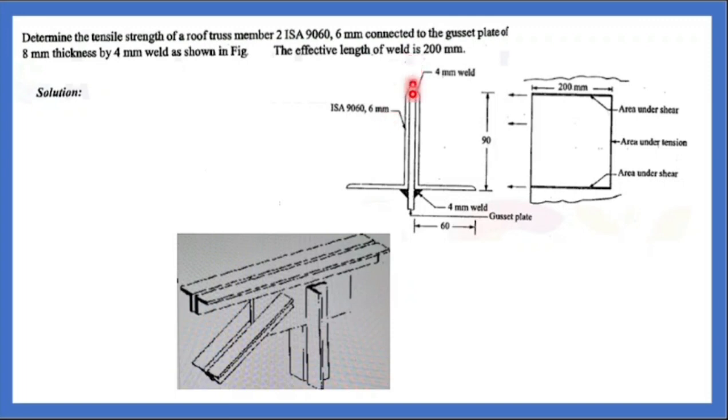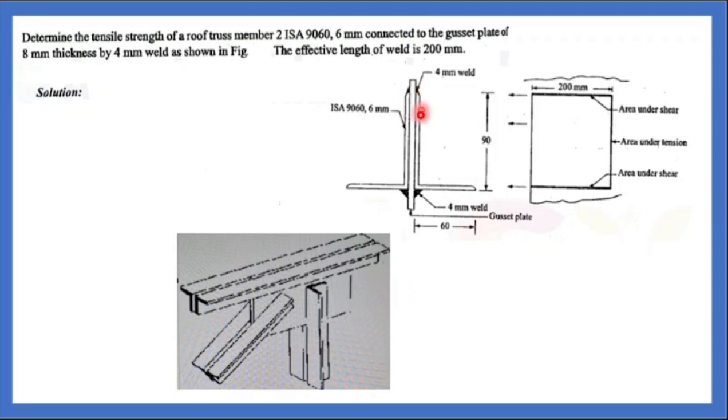What is the size of this? One leg is 90 and another leg is 60. The thickness of the two angle plates is 6 mm. The gusset plate has 8 mm thickness. So this is what is given here: a gusset plate of 8 mm thickness, and the weld is 4 mm.